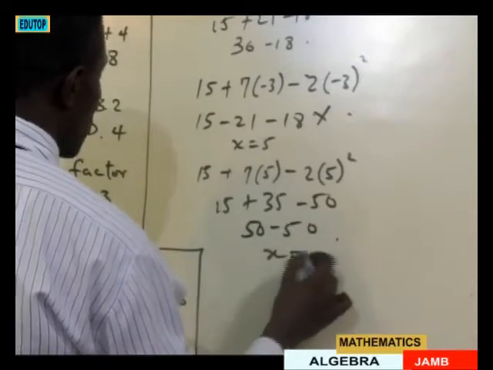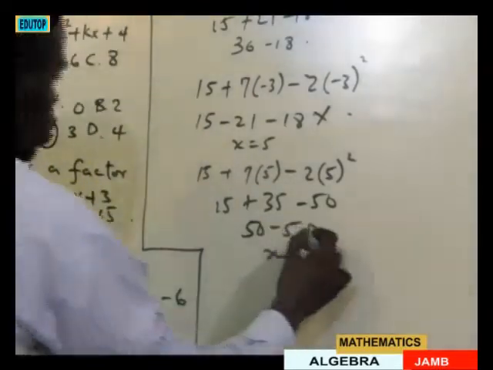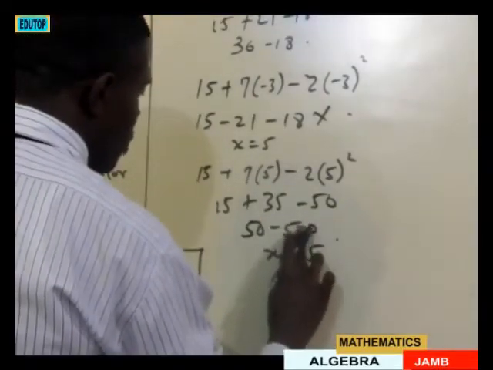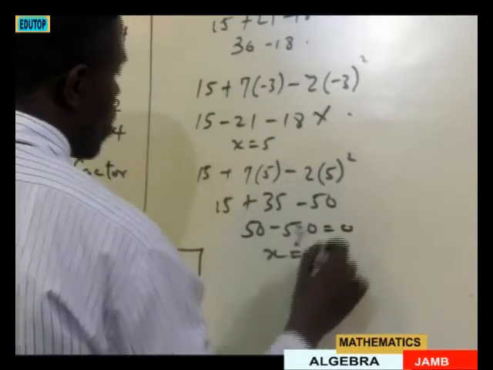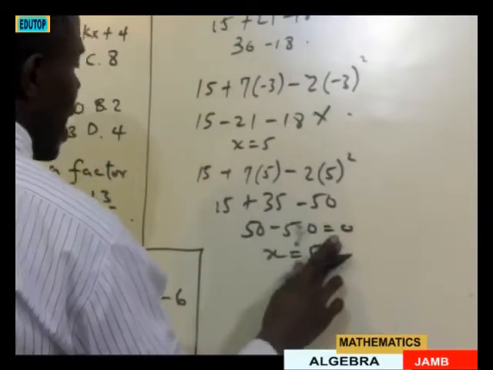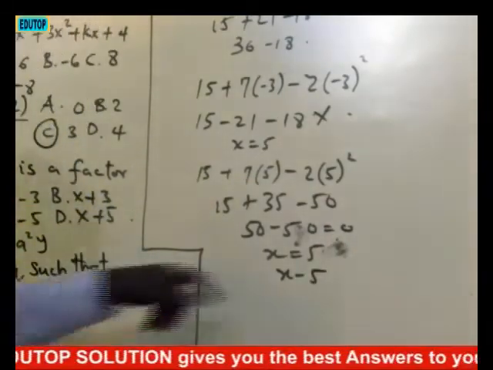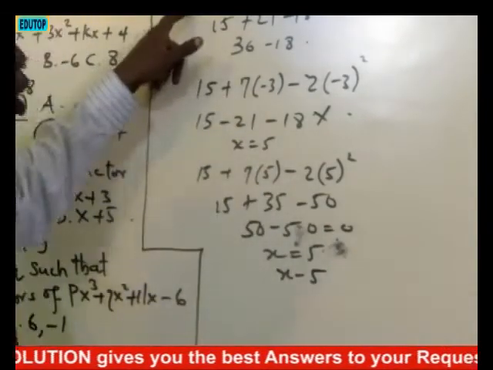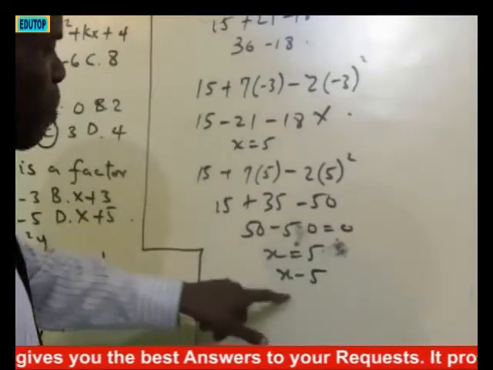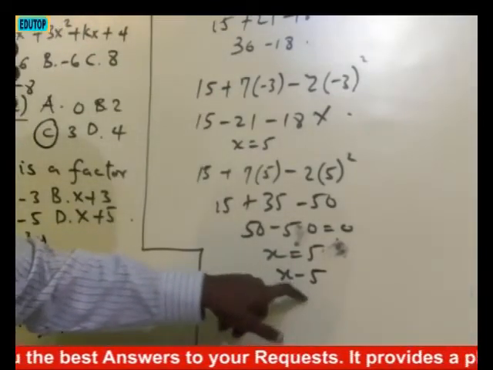That means x equals to what? 5. You can see the way I've been able to cross-check this now. 50 minus 50 is 0. So x equals to 5. Then x minus 5 will definitely be a factor, since x equals to 5 is a solution of this quadratic expression.